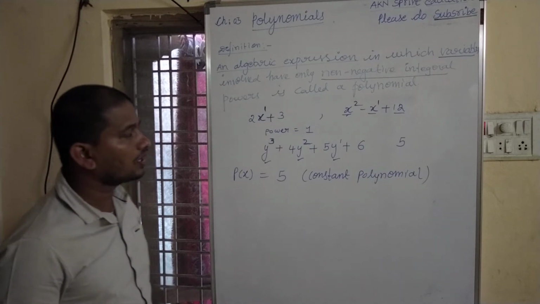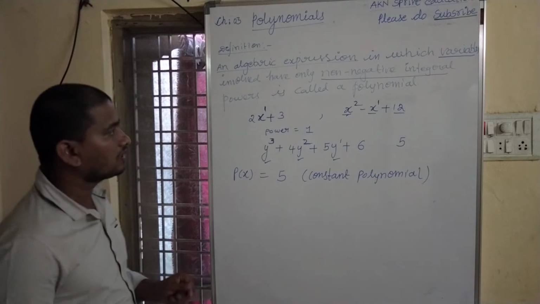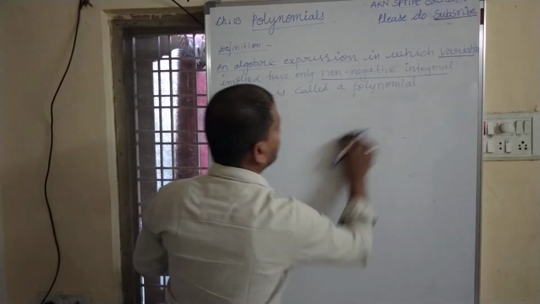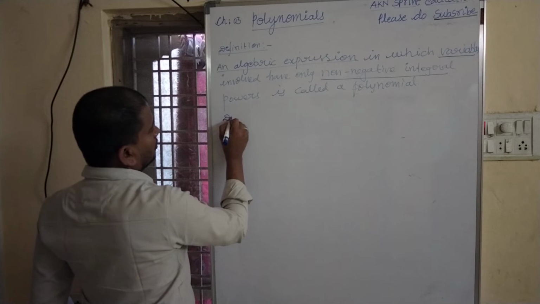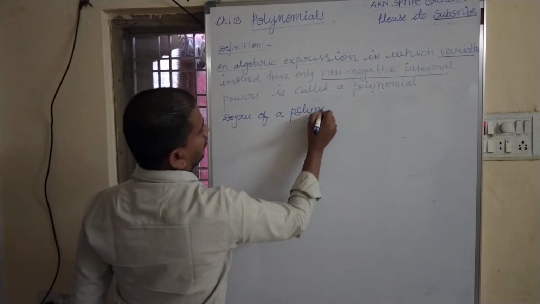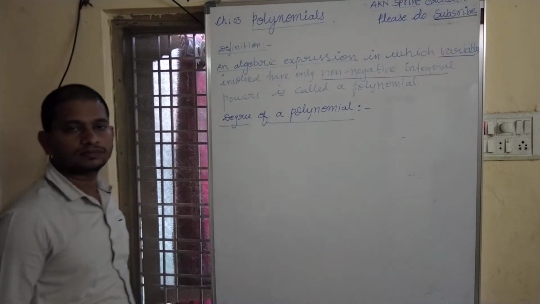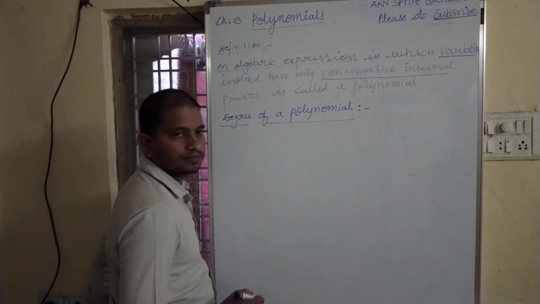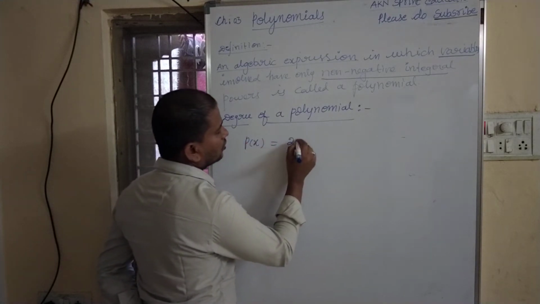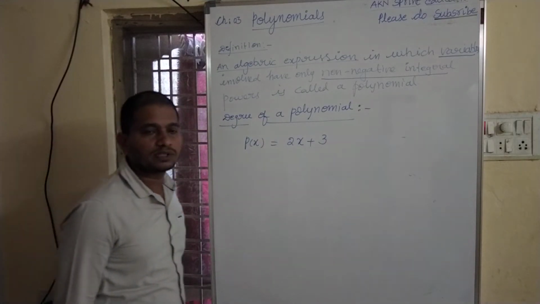Okay, let me first explain what you mean by degree. Let me explain what you mean by degree. Degree of a polynomial. So for suppose, let me take one polynomial, p of x is equal to 2x plus 3.